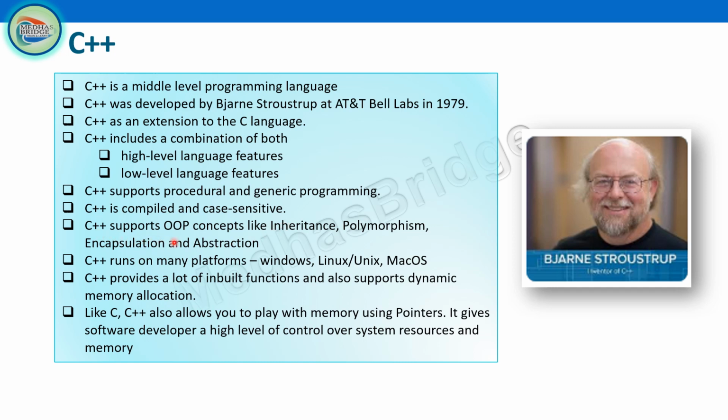C++ supports OOP concepts like inheritance, polymorphism, encapsulation, and abstraction. It runs on many platforms like Windows, Linux, Unix, and macOS. It provides a lot of inbuilt functions and also supports dynamic memory allocation. Like C, C++ also allows you to play with memory using pointers. It gives a software developer a high level of control over systems, resources, and memory.